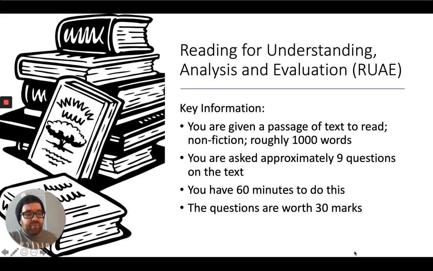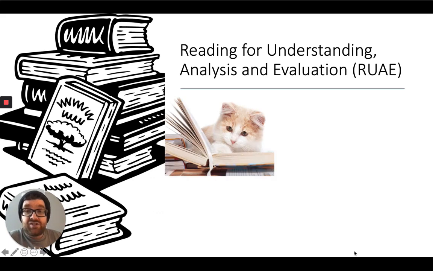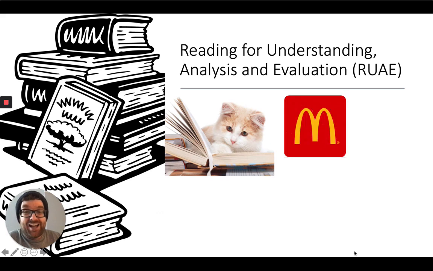So one of the things I would say is that the passage can be about anything. It really, really can. So here are some of the things that have cropped up in the Nat 5 RUAE over the last couple of years. So, cats in bookshops. Why? I do not know. I guess they thought it was an interesting article about cats and their behaviour in bookshops.